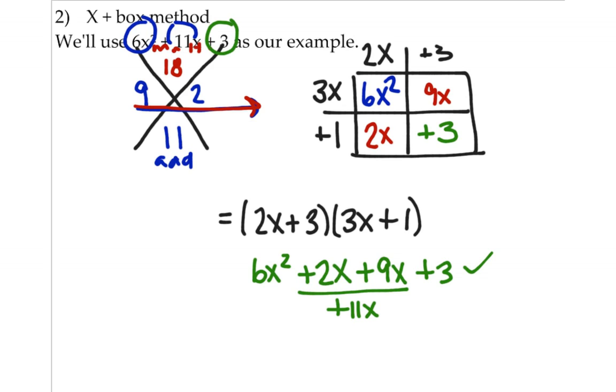It checks. So that shows you what the x box method looks like. I really like it because it works pretty well. Let me give you a couple more examples with the x box method. Let's try this one. We have 5x squared plus 13x plus 6.